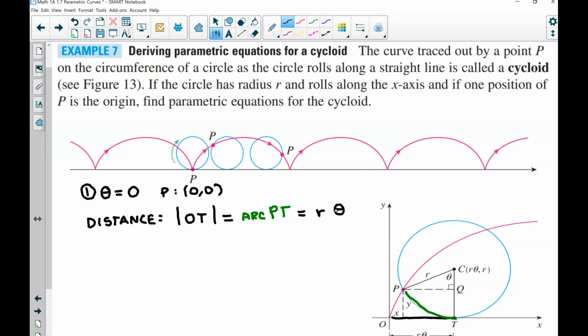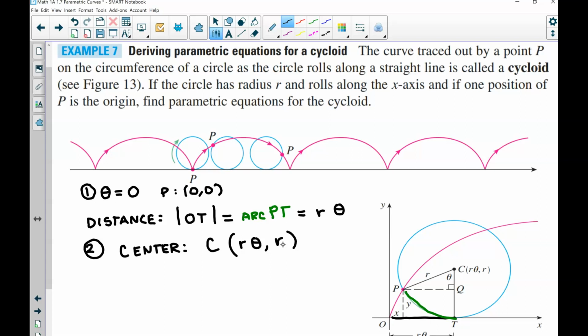So therefore, we can say that the center of the circle is located at the following. So the center of the circle is (R times theta, R).